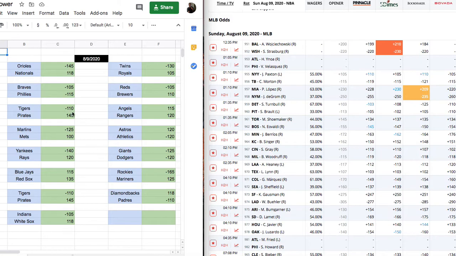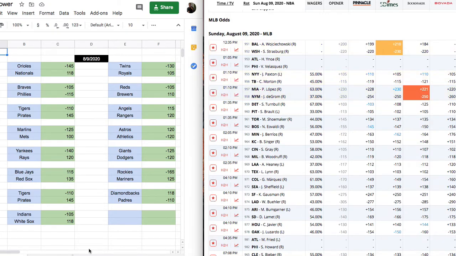All right. So let's slide here. Braves, Phillies. We have Braves 105, Phillies minus 115. We don't have a line for that one yet. We'll go here to New York Yankees, Tampa Bay. We have Yankees at minus 140, Tampa Bay at 120, and we can see that the Yankees are at plus 105. So we would definitely write that one down.